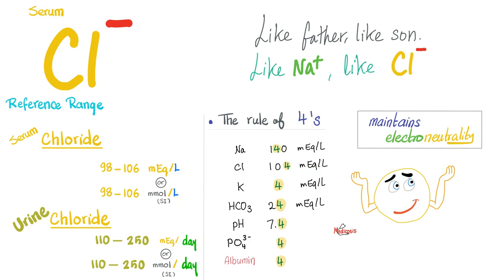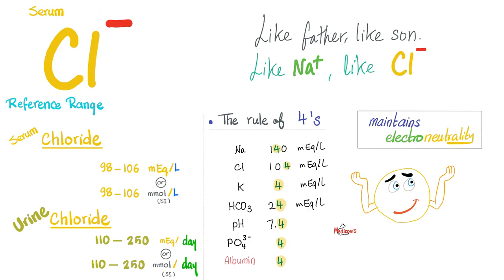Bicarbonate, 24. pH 7.4, potassium, phosphate, albumin around 4. How about the thyroid stimulating hormone TSH, 0.4 until 4? This is to just memorize the labs. If you want to understand the clinical significance, just remember sodium. And remember that chloride is always following sodium. Like father, like son. Whatever happens to sodium is usually the same thing that's happening to chloride.